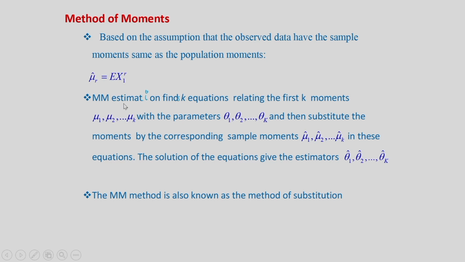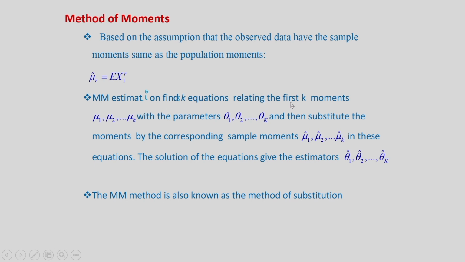Now estimation finds k equations relating the first k moments mu1, mu2 up to mu k with the parameters theta 1, theta 2 up to theta k. Then it substitutes these moments by the corresponding sample moments mu1 hat, mu2 hat up to mu k hat. Then we find the solution of the equation. The solution of these equations gives the estimators theta 1 hat, theta 2 hat up to theta k hat. So this is the principle.